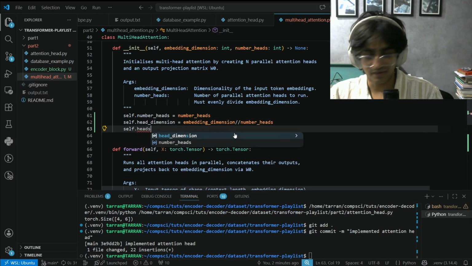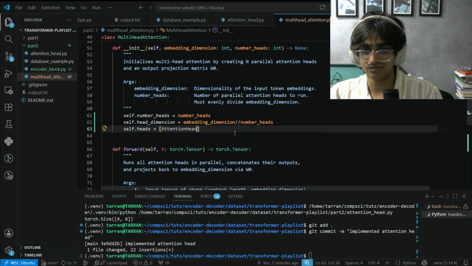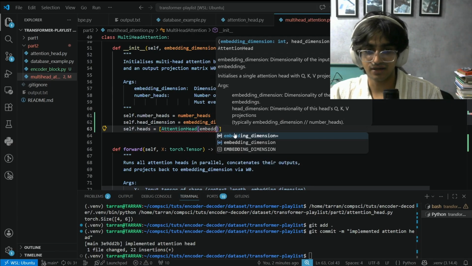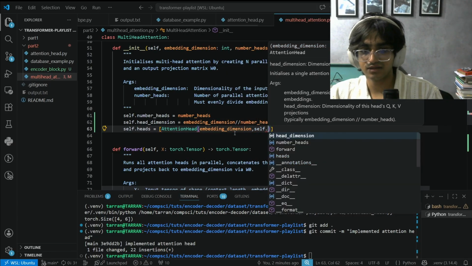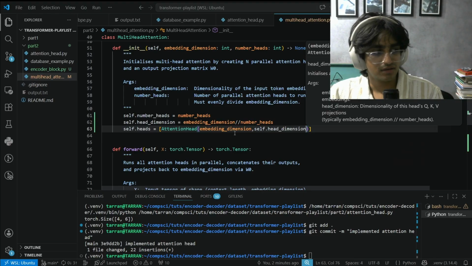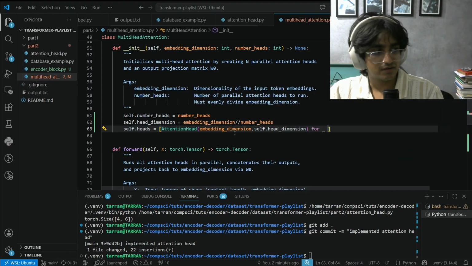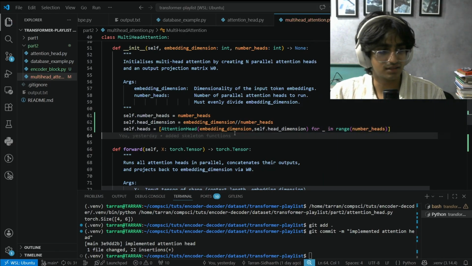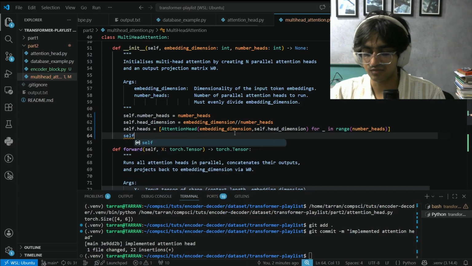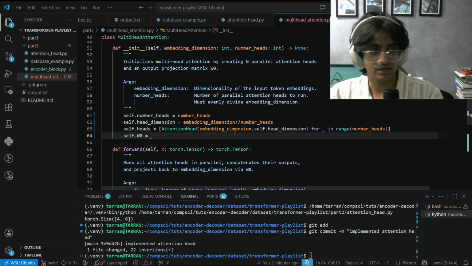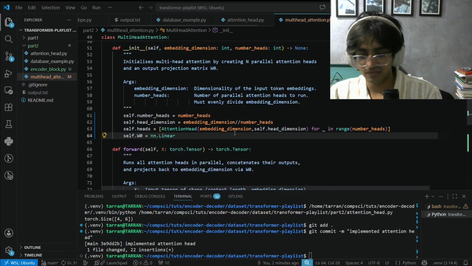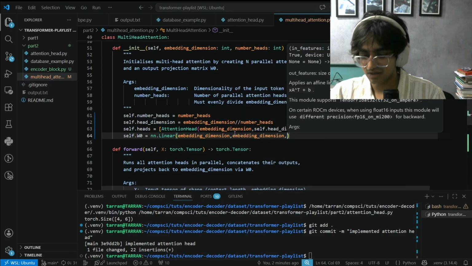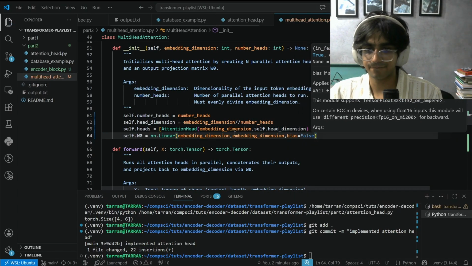And now what are we going to do? We're going to need a bunch of attention heads, so a list of them. Since it's a multi-attention head, our embedding dimension and self.head_dimension, and we're going to need to initialize enough for the total number of heads. That's it. And of course, the most important part, the cross-pollination, which happens with the help of our W0. So it's embedding dimension by embedding dimension, and we do not need any bias.